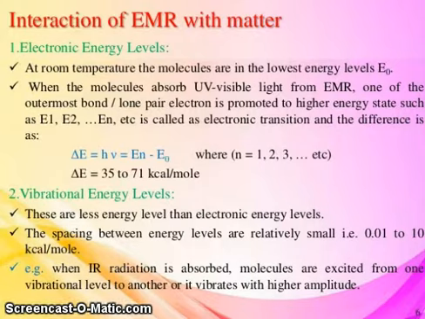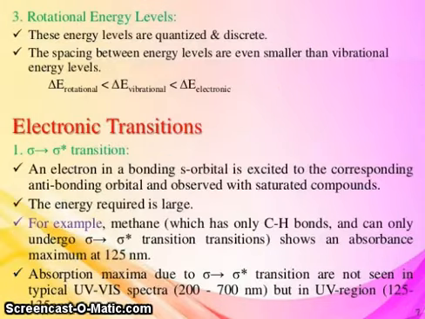The spacing between the energy levels is relatively small. When radiation is absorbed, molecules are excited from one vibrational level to another, and vibrate with higher amplitudes. Now, rotational energy levels. These energy levels are quantized and discrete. The spacing between the energy levels is even smaller than vibrational energy levels. E rotational is less than E vibrational, which is less than E electronic.